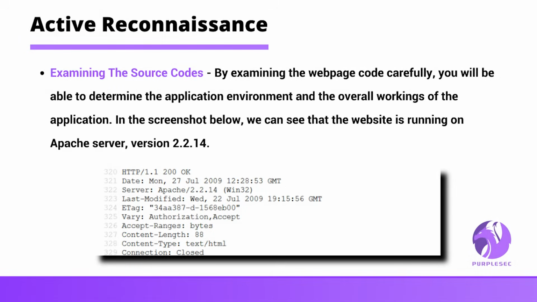Examining the source code can also provide a lot of useful information that you can use later to find a vulnerability. By examining the web page code carefully, you'll be able to determine the application environment and overall workings of the application. In this screenshot, we can see that the website is running on Apache server version 2.2.14.